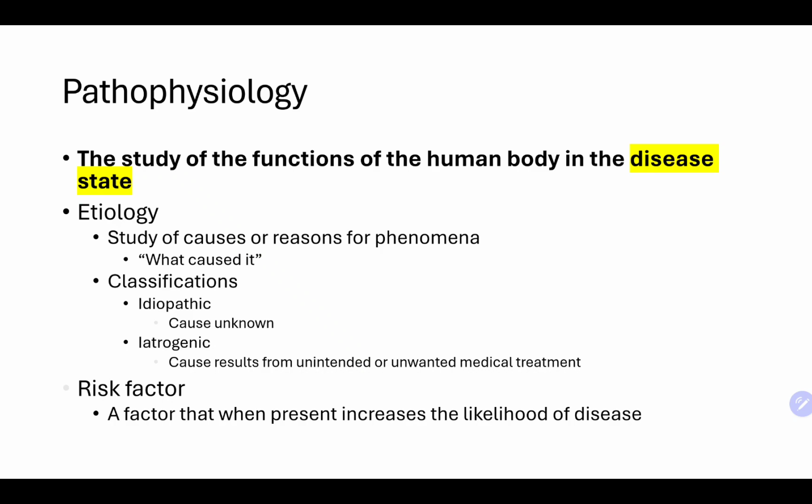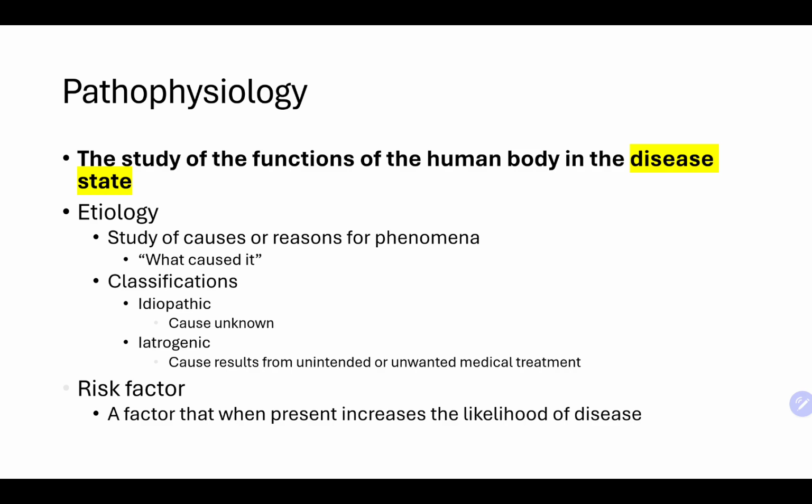So understand that pathophysiology is simply the study of the functions of the human body in a diseased state, right? So we talk about anatomy, it's going to be the study of the structures. Physiology is the study of the normal functioning. However, patho is going to be the study of the functions of the body in a disease state, like I mentioned.